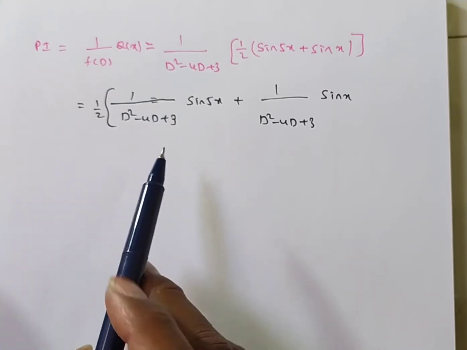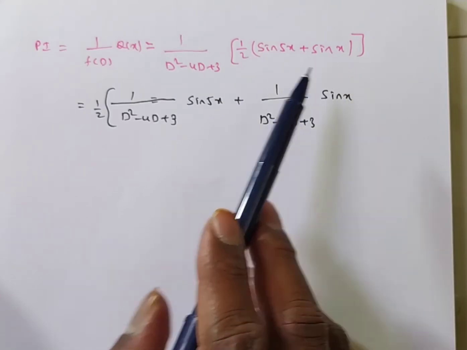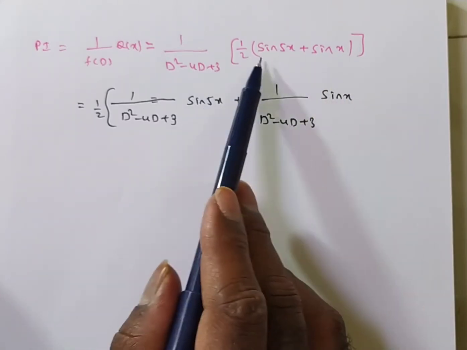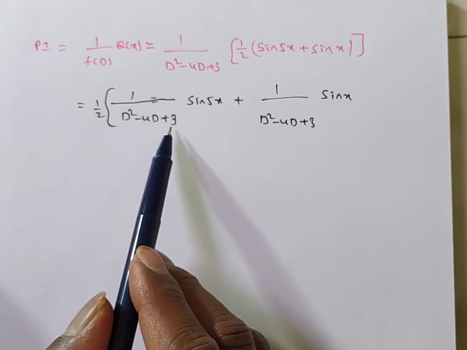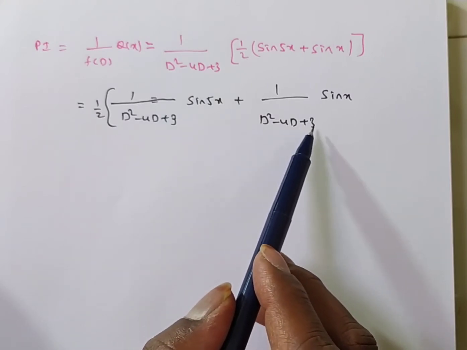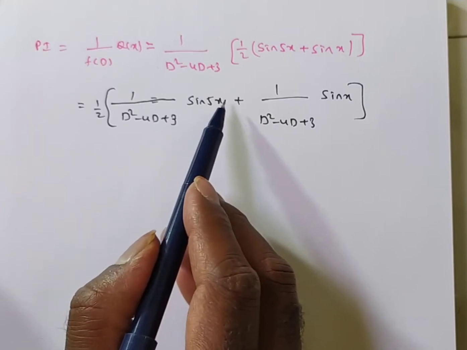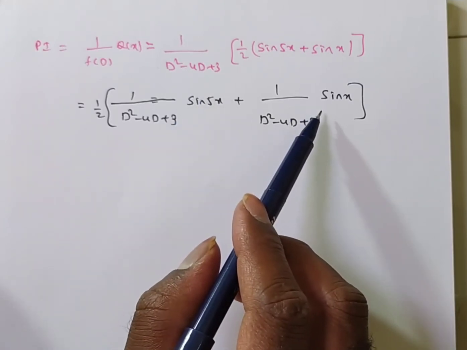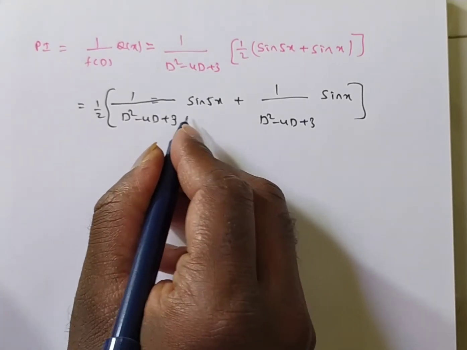Here I have written 1 by f of D into Q of x. Now I can separate these two terms, right? 1 by 2 outside, 1 by D square minus 4D plus 3 times of sine 5x plus 1 by D square minus 4D plus 3 times of sine x. Now what is Q1 of x here? You have sine 5x. What is Q2 of x here? You have sine x. So you can find the particular integral directly in this case. Yes or no?